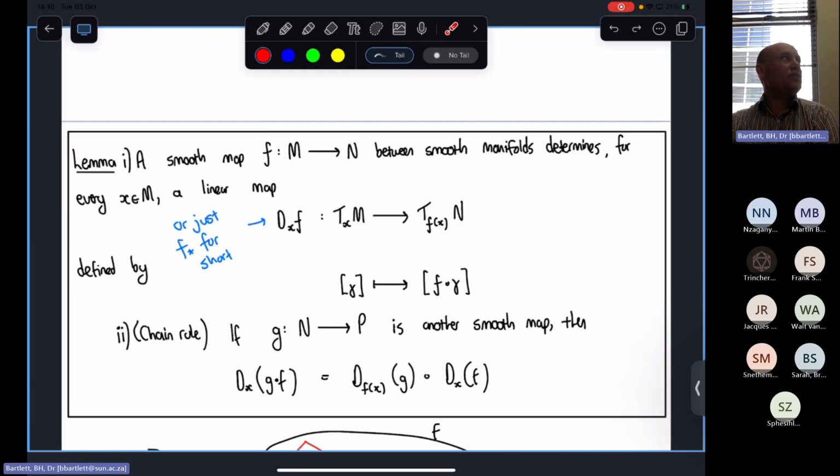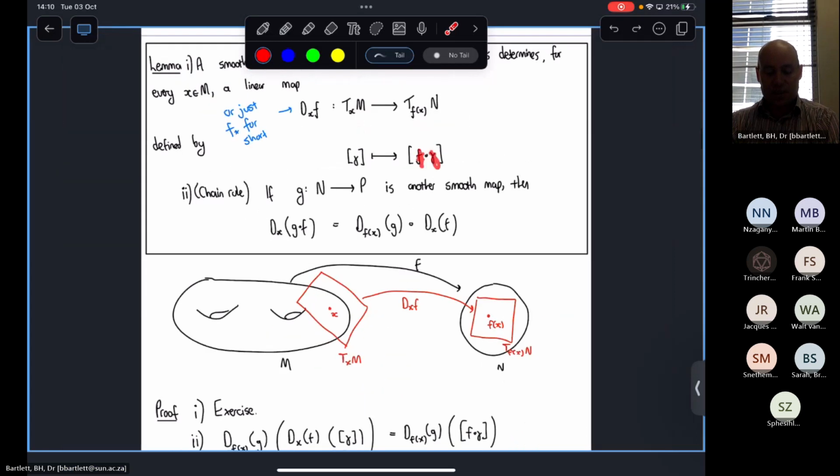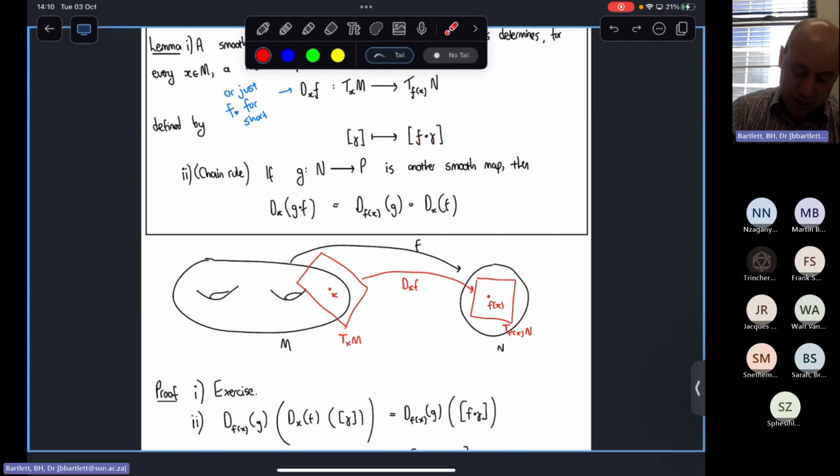Then we said if you've got a smooth map between manifolds, then you get the derivative at every point, which is going to be a map between the tangent spaces. Sometimes we write it as f lower star instead of d subscript x of f. So how is it defined? It takes an equivalence class of curves gamma and just maps it to the post-composite of f with gamma. So first you do gamma, then you do f. That will give you a curve in the target space, right?